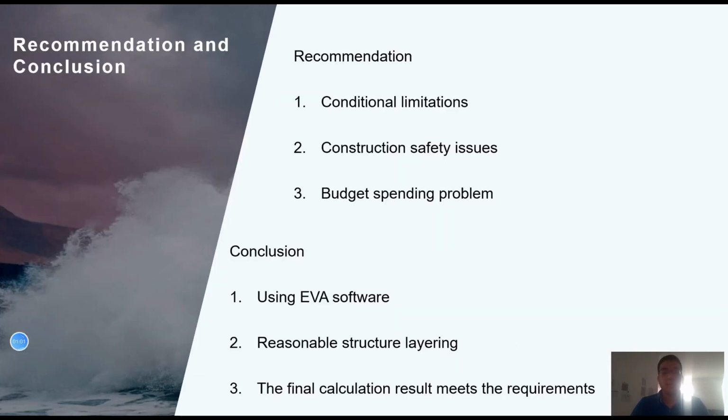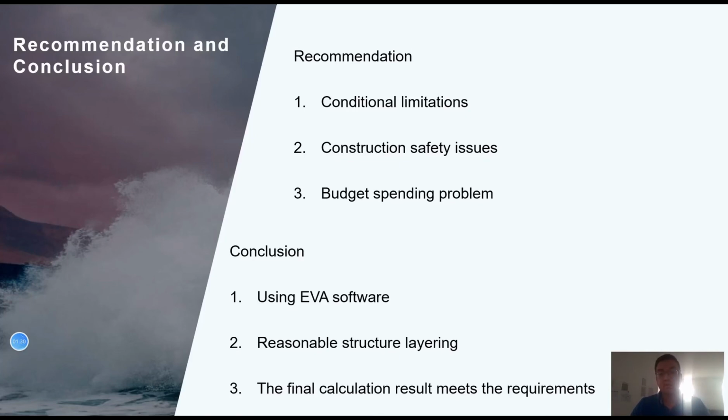Next part, for recommendation and conclusion. For recommendation, first, the conditional limitation. This task only analyzed and calculated the data and did not observe it on site, so the result has certain limitations. Second, the construction safety issues.